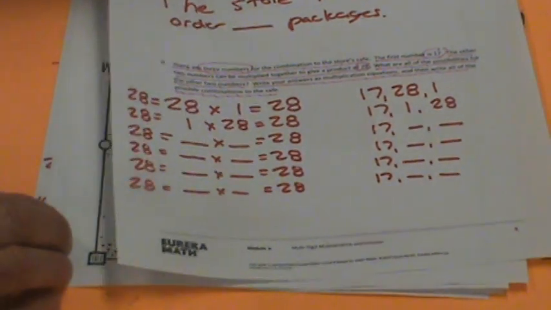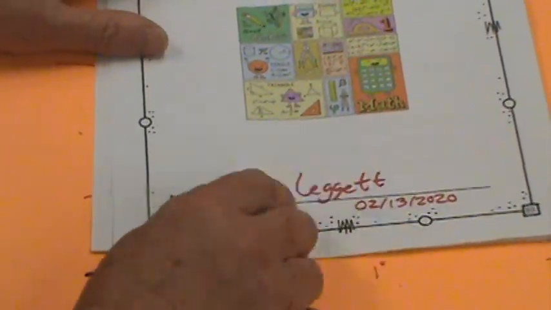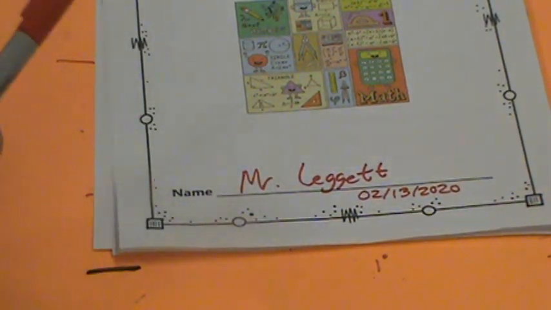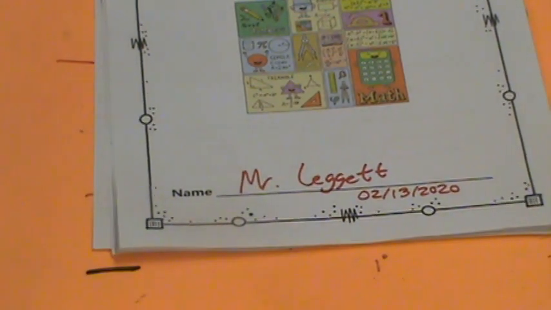When you're done, give this to Mrs. Chandler. Okay, Mrs. Chandler, and don't read a book. Instead, go on to IXL. That will be your assignment. I forgot we had IXL, so log on to IXL.